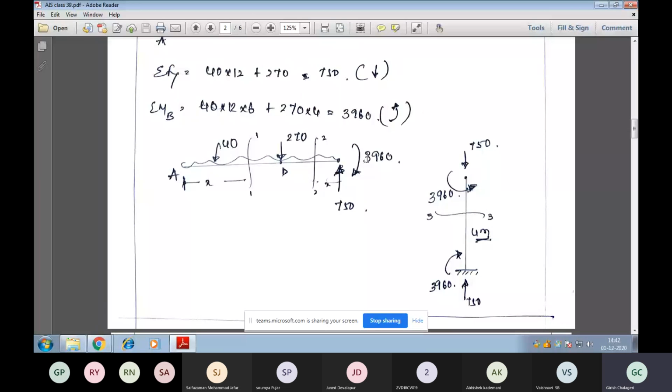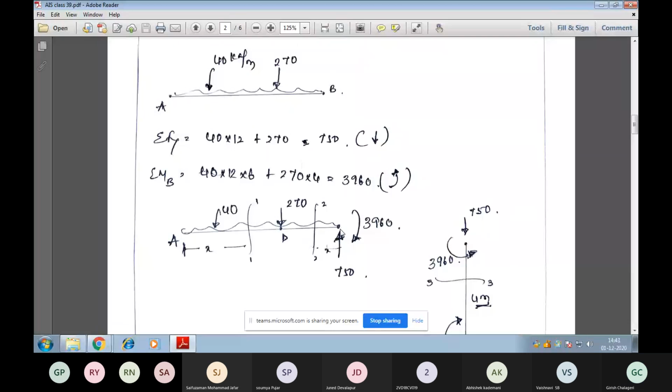As I told, A is free and B is fixed. Every moment will be at this point. Take summation of vertical forces: 40 into 12 plus 270, that is 750. Actually, 750 is acting downward. To keep the member stable, there should be an opposite force of the same value. So 750 acts at point B upward, which keeps this member stable at this section.